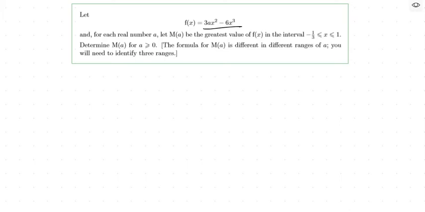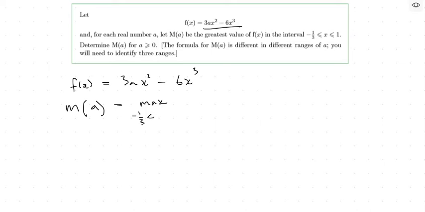a, let m of a be the greatest value of f of x in this interval. So, let me just write it out: 3ax squared minus 6x cubed, and m of a is equal to the maximum in this interval.